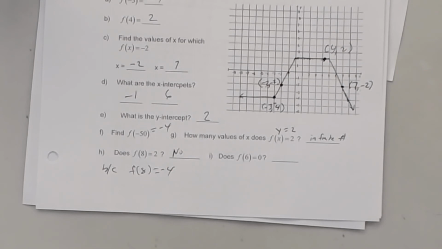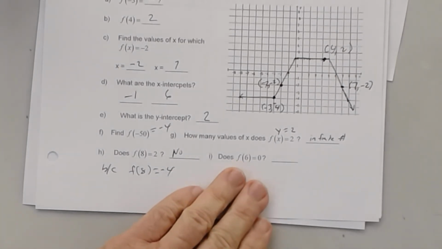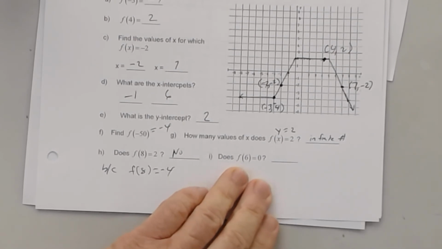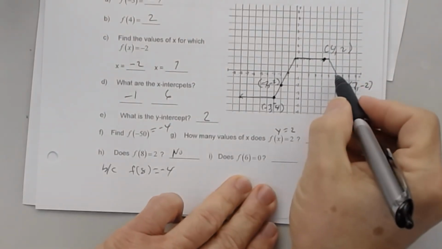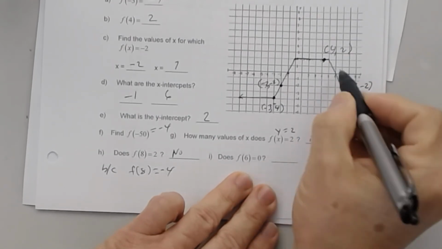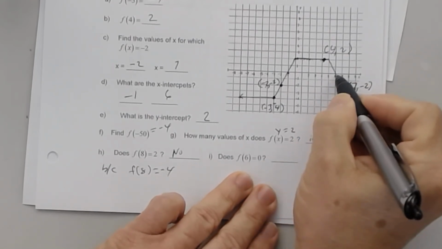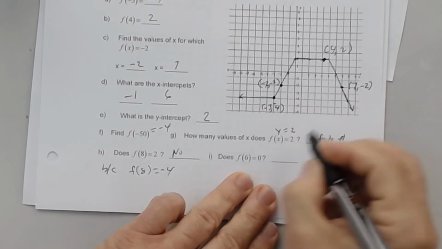Does f of 6 equal 0? Yes or no? Yes, it does. Because remember, that asks what the y value is when x is 6. When x is 6, that's this point right here, right? What's that y value? 0. So it's yes.